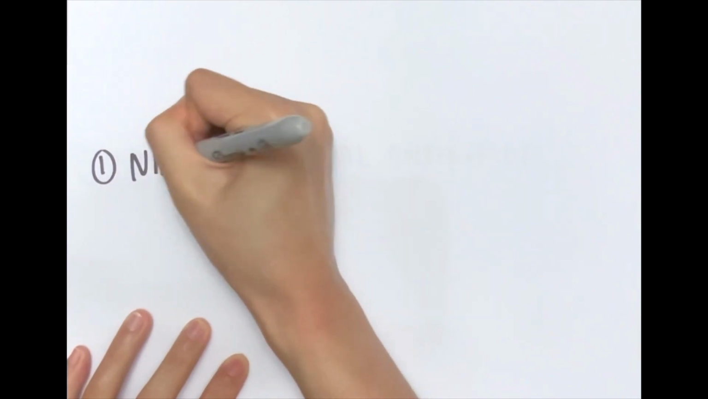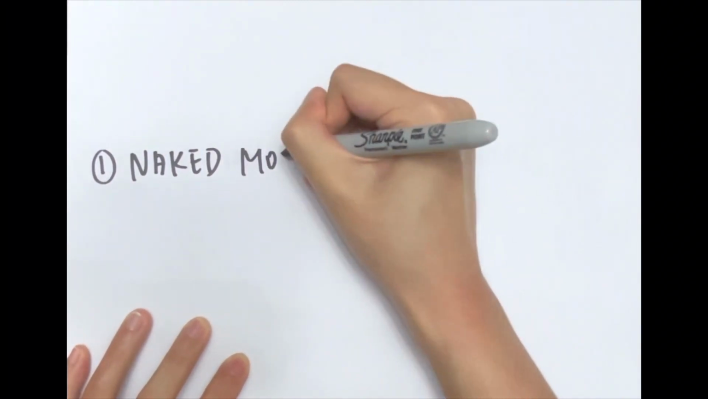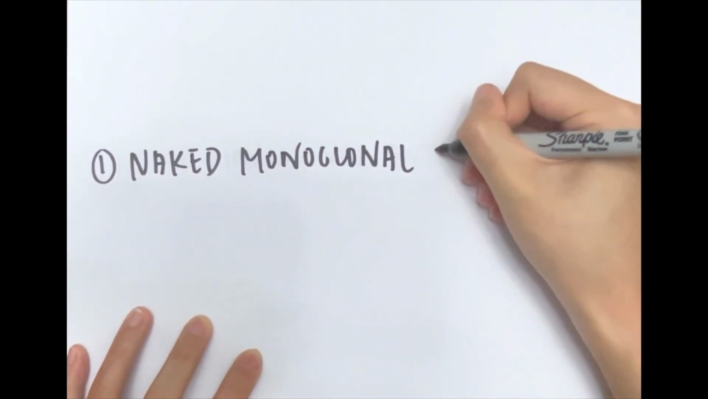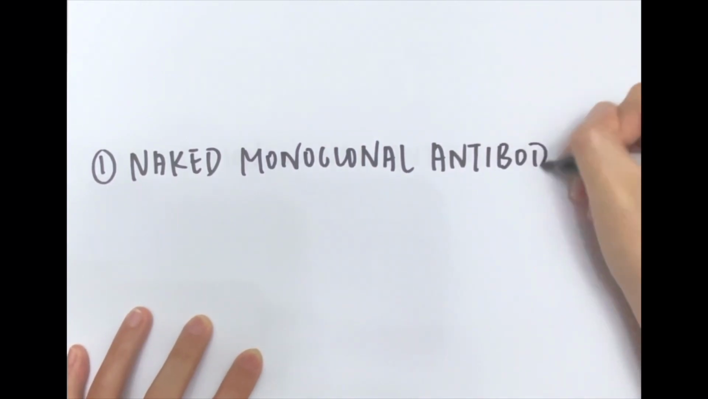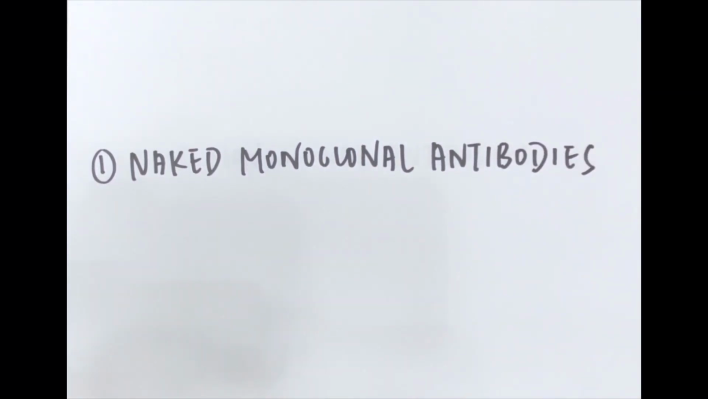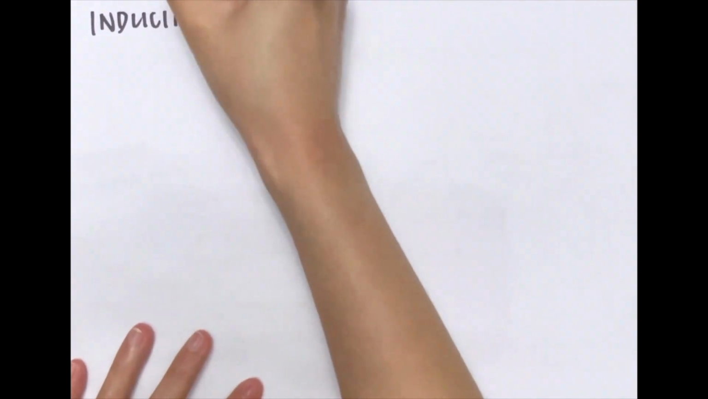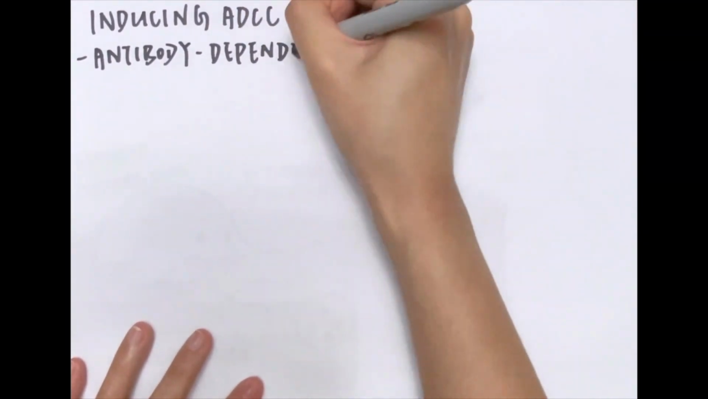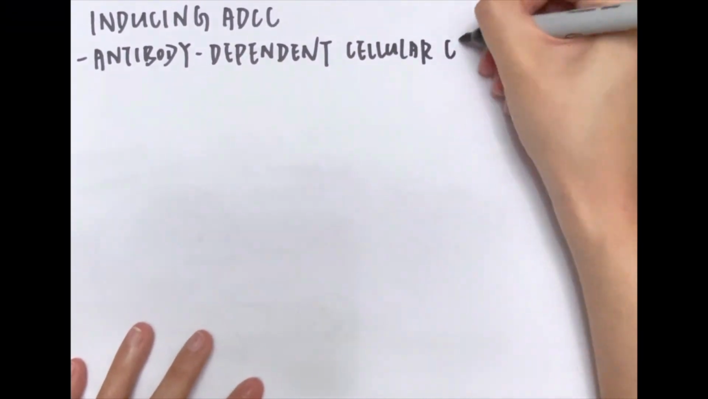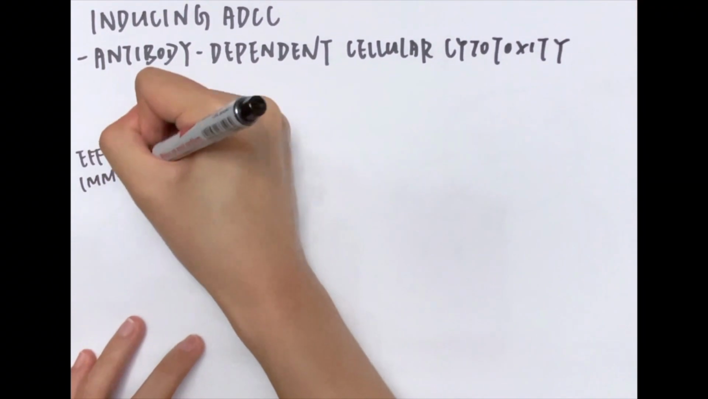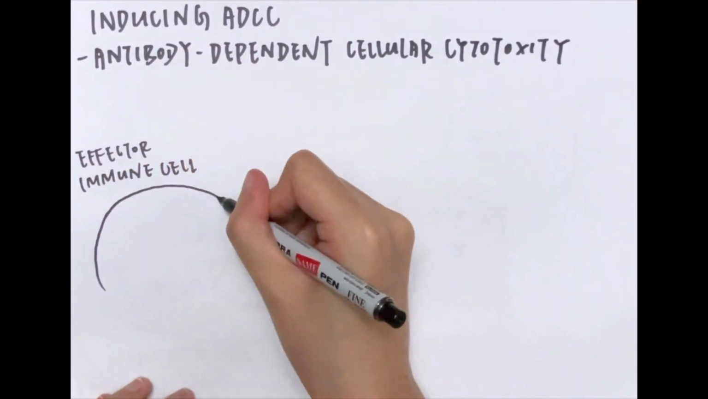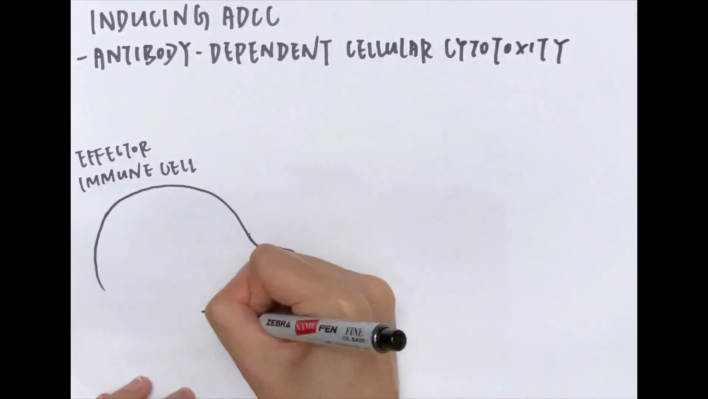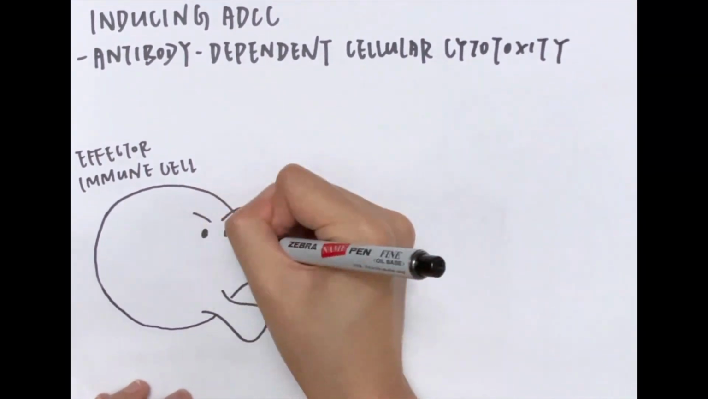First are the naked monoclonal antibodies. These are the most common types of MABs for cancer treatment, and they can work in different ways. Some exert the anti-cancer effect by inducing ADCC, which stands for antibody-dependent cellular cytotoxicity. It is an immune defense mechanism where an effector immune cell actively lyses a target cell, whose surface antigens have been bound by specific antibodies.